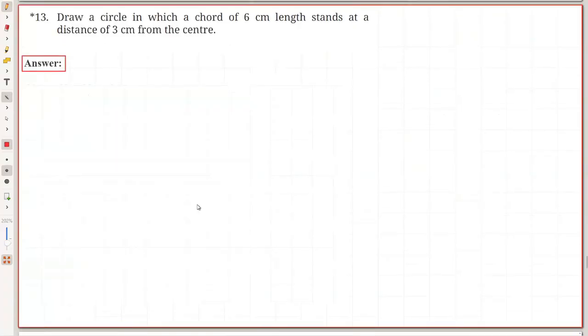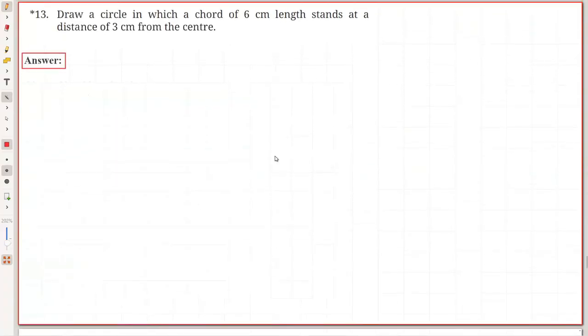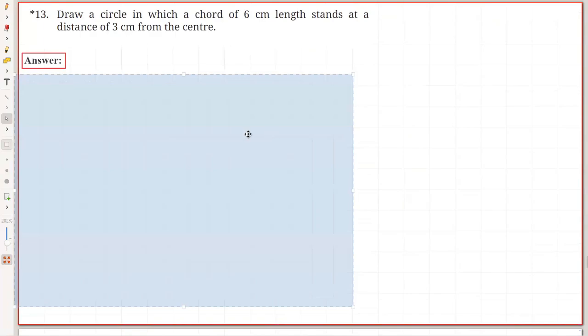Right, so now question number 13. Draw a circle in which a chord of 6 centimeter length stands at a distance of 3 centimeter from the center. Here we have to draw the circle with chord length 6 centimeter and distance of 3 centimeter from the center. Let me show the steps of construction.